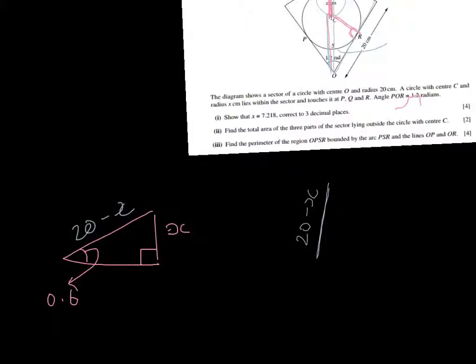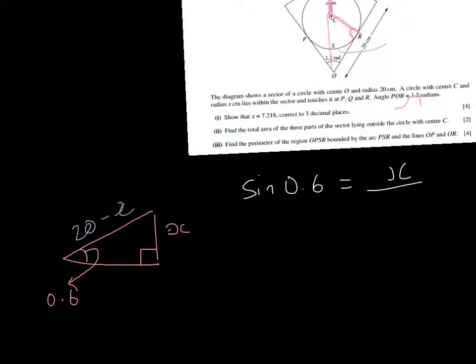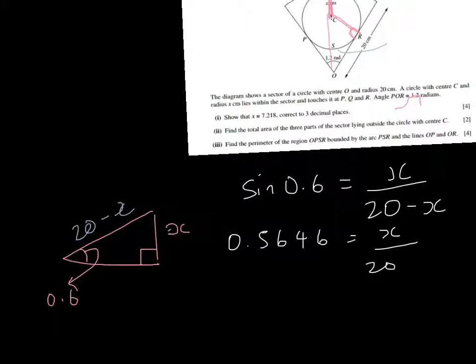We've got opposite over hypotenuse, so we've got a sine function. So let's set that up. It's going to be sine of 0.6 equals the opposite, which is x, over the hypotenuse, which is 20 minus x. Okay, so if I work out sine of 0.6, making sure my calculator is in radian mode, I'm going to get 0.564, and I'm going to go for one more dp. My final answer is supposed to be 3 dp, so I'm going to go one more before my rounding. That equals x over 20 minus x.